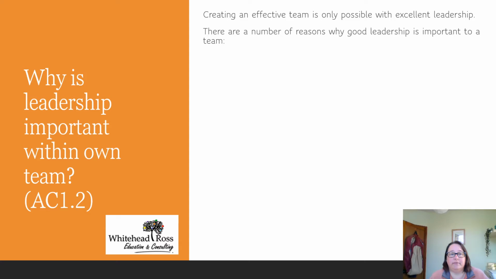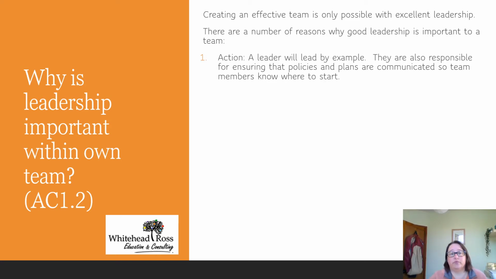So key things for this then is understanding why creating an effective team is only possible with excellent leadership. And there's a number of reasons why then that we want that leadership and why it's important. The first one of those is actions. A leader will lead by example. They're responsible for ensuring that policies and plans are communicated so that the team knows where to start. A leader can't inspire action if the team doesn't know what it's doing. So it's up to the leader to A, lead by example, and B, make sure the team knows what it's doing.